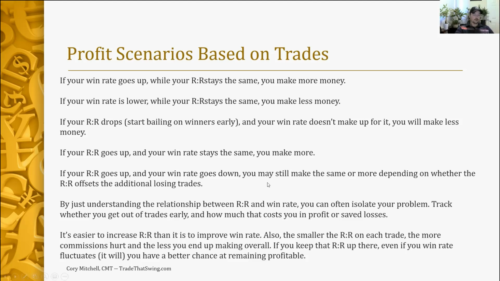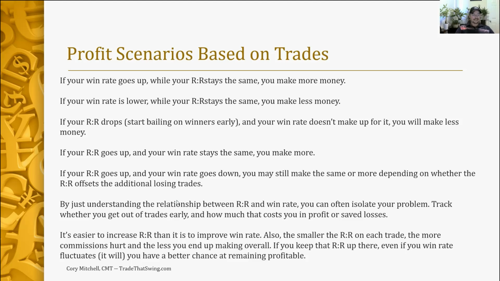If your reward to risk goes up and your win rate goes down, you still may make the same or more depending on whether the reward to risk offsets any additional losing trades. If I can increase my reward to risk, but I end up losing one more trade, I'm totally fine with that if I add it all up and I actually end up making more money. So if I find that I could actually go to a 3-to-1 reward to risk, I would do it taking on a couple more losses if that reward to risk offsets those losses and actually end up making more. And you got to go through your charts and actually see if that is a possibility. So we'll talk about that later in the course still.